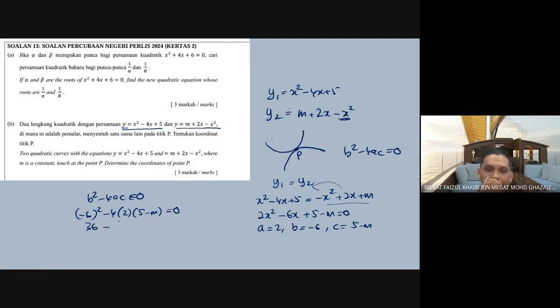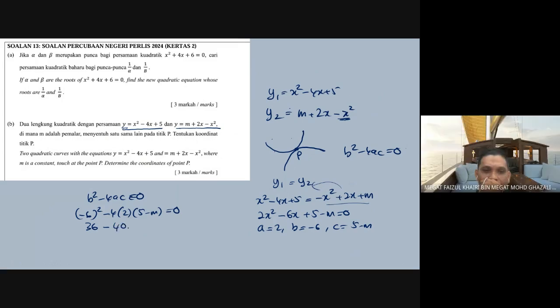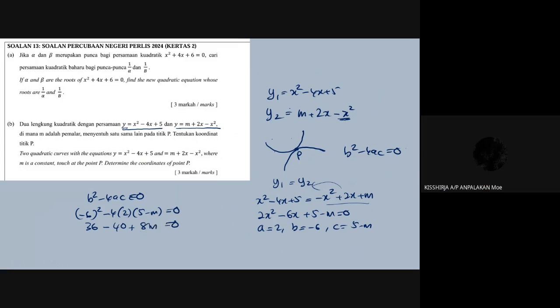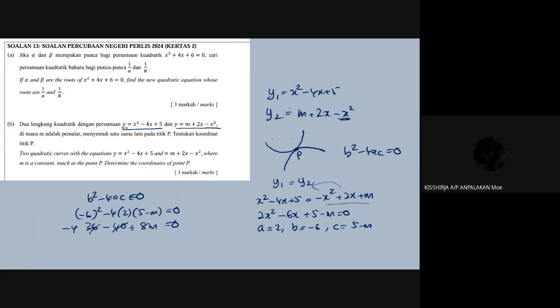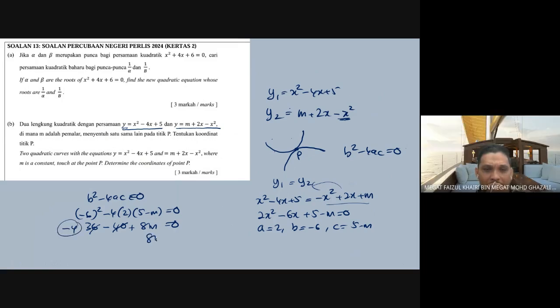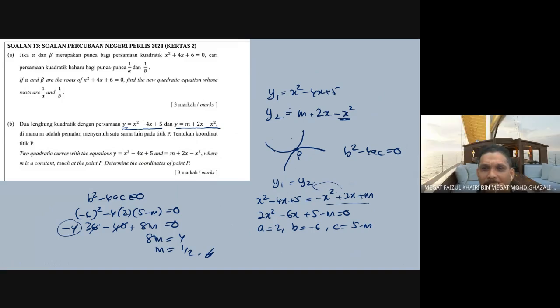36 minus 4 times 2, 8, negative 8 times 5, negative 40, and positive 8m equal to 0. 36 minus 40 equal to negative 4. So bring negative 4 to the other side, it becomes 8m equal to 4, then m equal to 1 over 2. But they want coordinates. So we must continue, right? Yes. Okay, sorry.